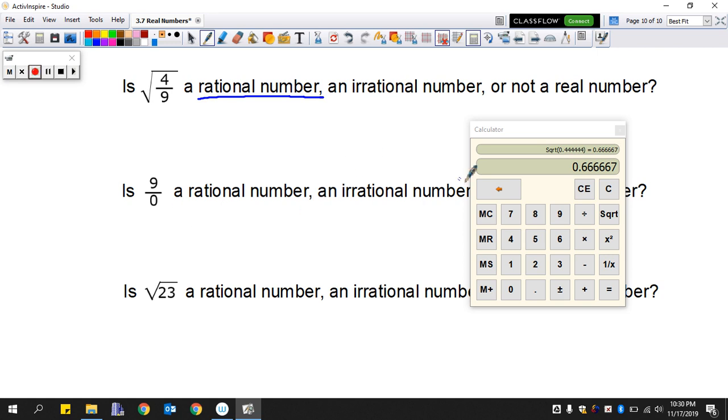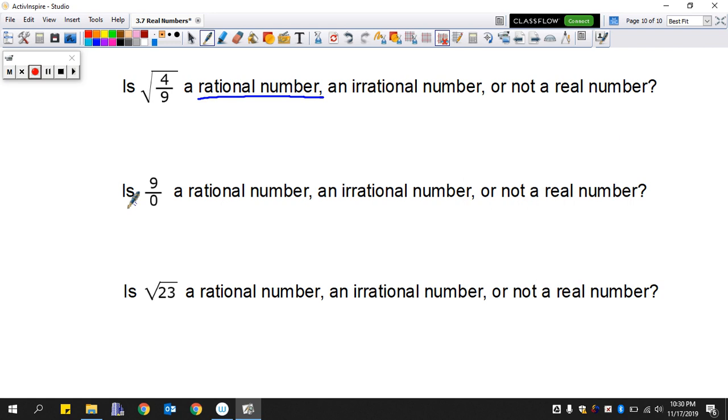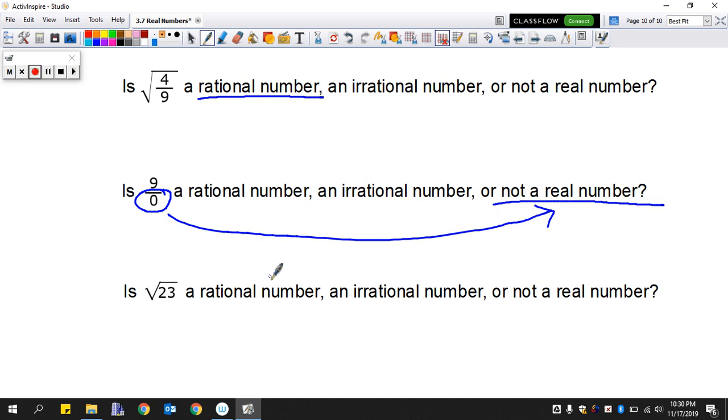Is 9 divided by 0? Well, we know that we can never divide anything by 0, so that would be not a real number. Okay? And square root of 24, I'm sorry, it's square root of 23. 23 is not a perfect square, so it's an irrational number.